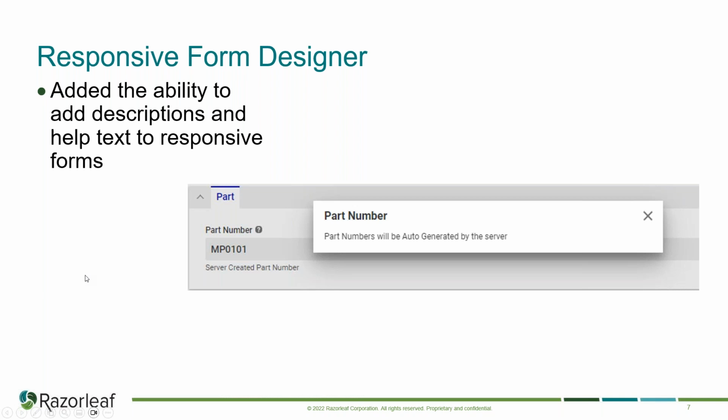Alongside this, just a quick note on the responsive form designer. So through the new update, we have the ability to now add descriptions and help text to our responsive forms. So the text that we have here below our field is the description field on the form editor. And this question mark is the help text that was added a few releases ago that is specified specifically on the property. So when I'm doing my item type definition, when I reach the property part number, I can modify the text that is displayed there, and then it will appear on our responsive form.